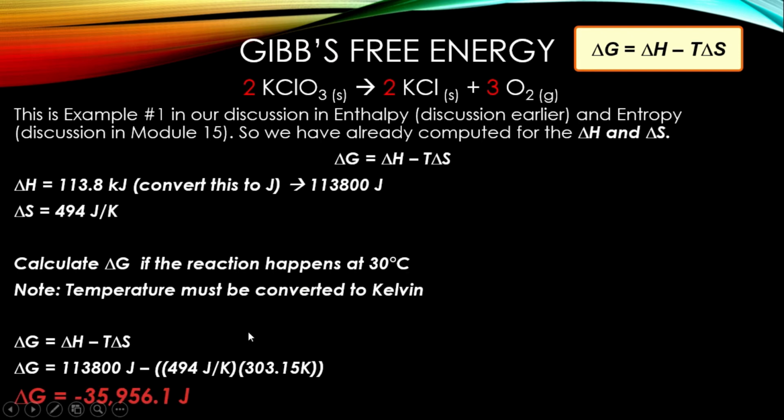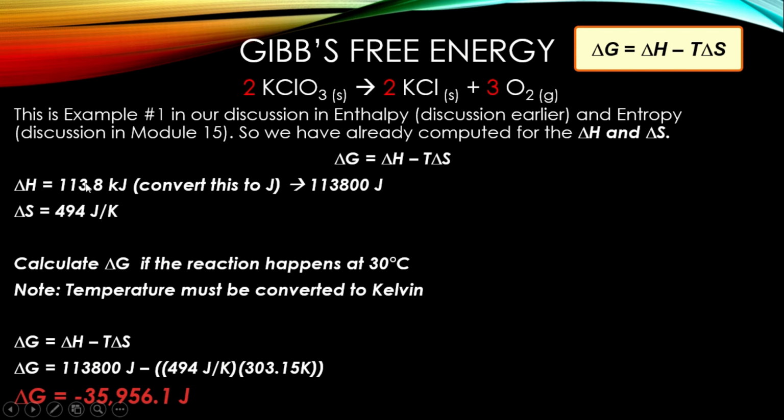Ngayon naman, we have to calculate the change in the free energy if the reaction happens at 30 degrees Celsius. Remember, naka-Celsius tayo, ang temperature natin ay dapat nasa Kelvin. So, in order for us to convert Celsius to Kelvin, yung Celsius dadagdagan natin ng 273.15. So, from Celsius to Kelvin, your value in Celsius plus 273.15. Next, let us substitute the value. This is our formula. By substituting the value, you will have this one.